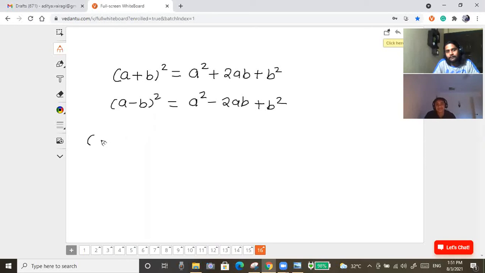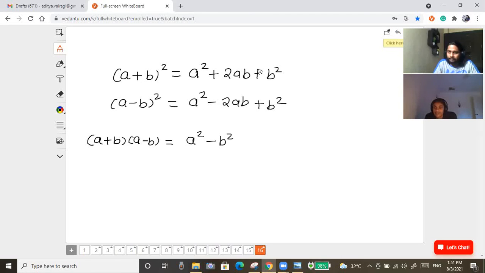Similarly, there is another formula, (a plus b)(a minus b). Can you tell me the value of this? You can still multiply. Is it just a squared minus b squared? Yeah, that's it in the formula. You can still perform long multiplication and then you will get the same result actually.